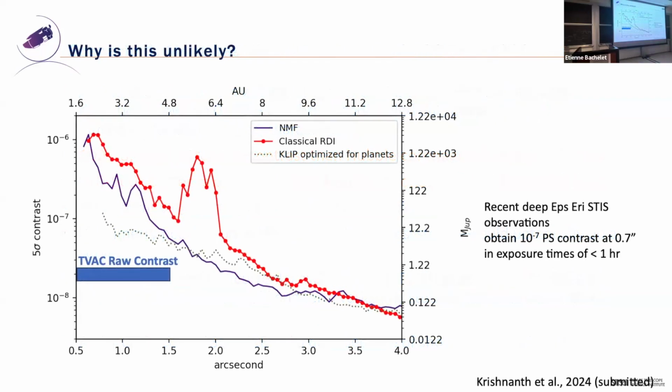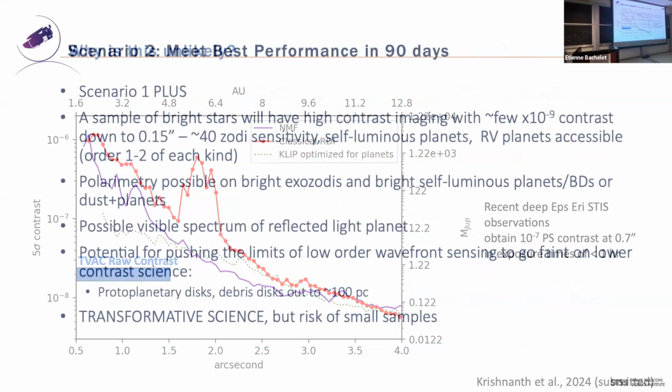I think that's going to be the very conservative estimate because as I said, we're already sort of getting 10 to the minus 7 contrast with Hubble on a few stars that are really, really good for this kind of thing. And of course, TVAC's raw contrast is already doing better than what Hubble, when it's really trying, can do in an hour. Just to put things in perspective.